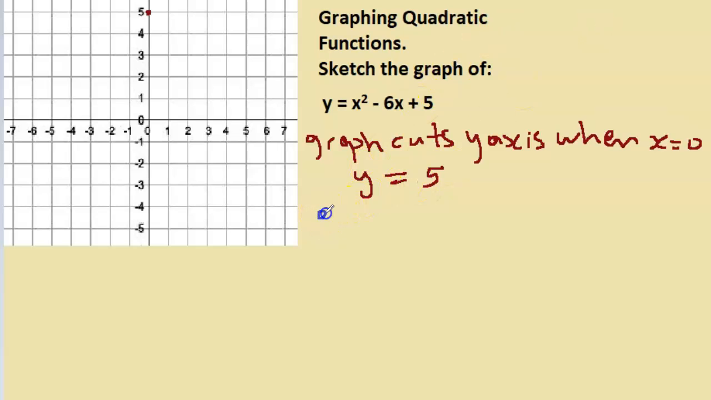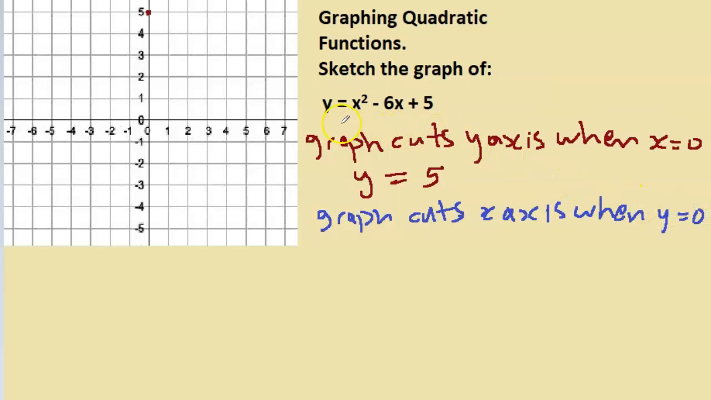We need now to find out where the graph cuts the x-axis. The graph cuts x-axis when y is equal to 0. Now when y is equal to 0, what we have is 0 equal to x squared minus 6x plus 5. And we have a quadratic equation here, which we can solve using one of several methods. In this video, I'll be using the factorization method. So I'll factorize the quadratic and we equate both brackets to 0.